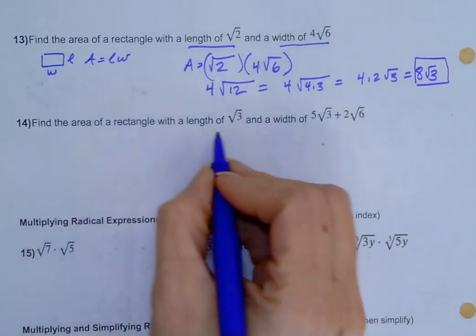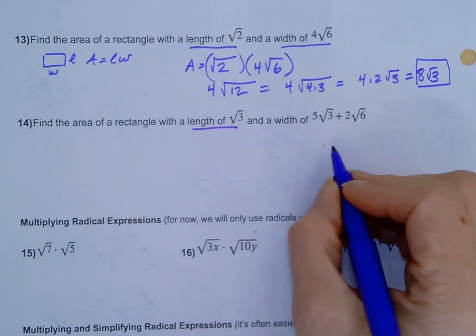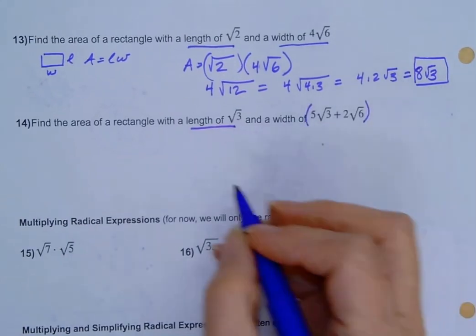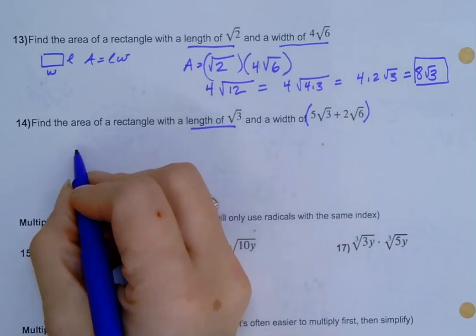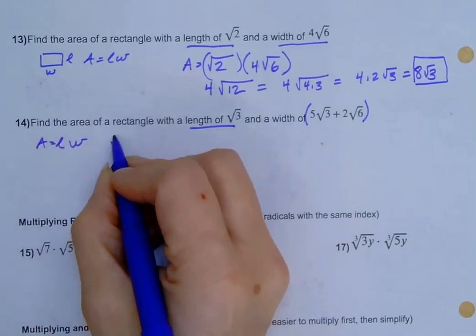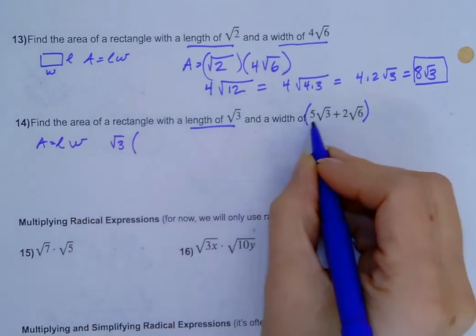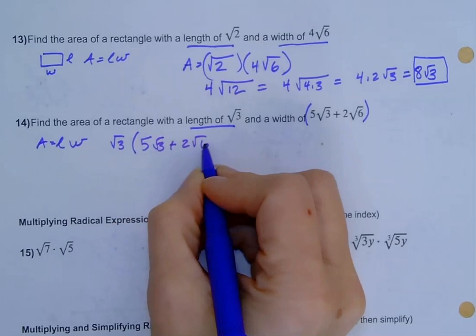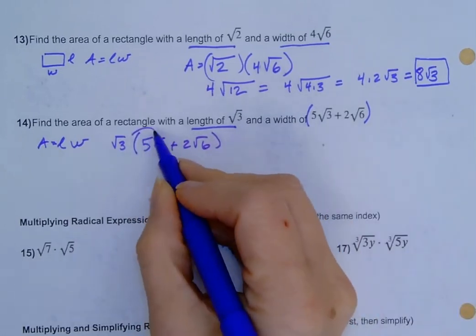Okay, if I need the area of a rectangle with length of square root of 3 and width of all of this, I recommend you use parentheses here so that you don't misplace anything. Area equals length times width, so I'm going to say square root of 3 times all of my width, 5 roots of 3 plus 2 roots of 6. And now I'm going to use the distributive property.